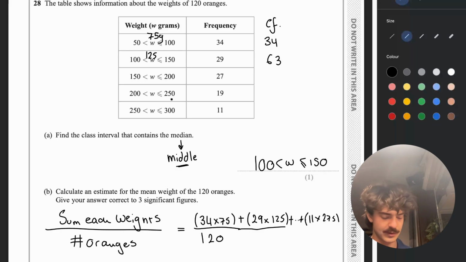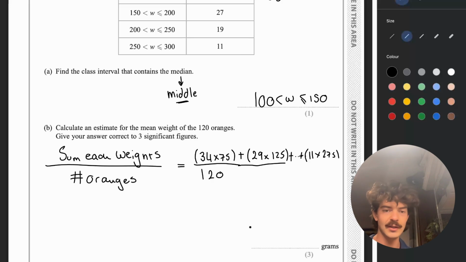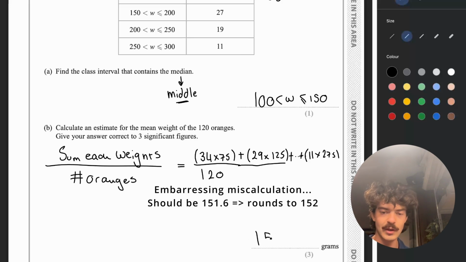So I'm going to quickly just run through this. 34 times 75, 29 times 125, 27 times 175, plus, so yeah, careful with typing this in. It's super easy to get this wrong. Times 225, plus last but not least, 11 times 275. We want all of that divided by the 120 oranges. Boom. There we get it. Cool. I got our mean weight to be 151.4. To 3 significant figures, so we're just leaving it as 151.